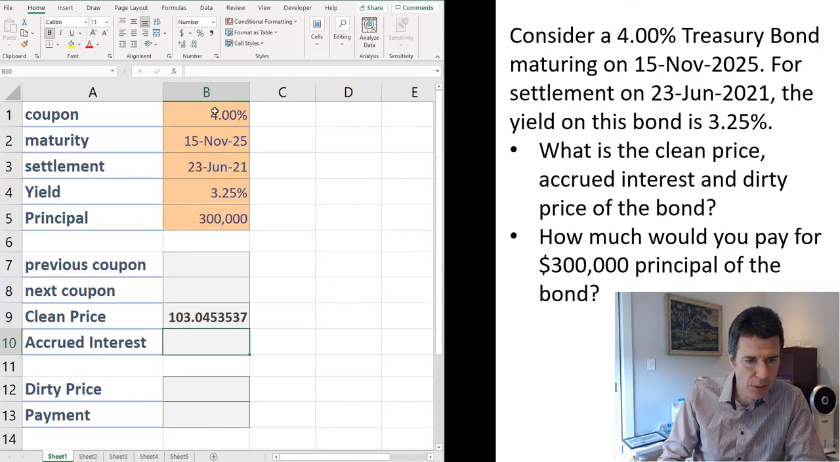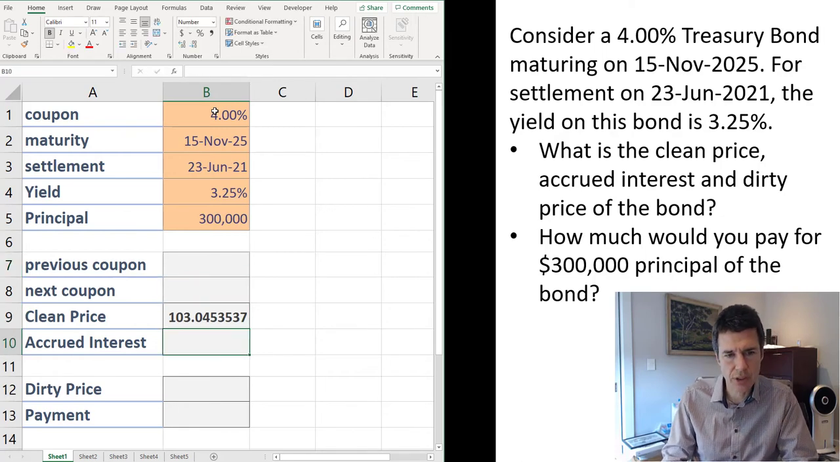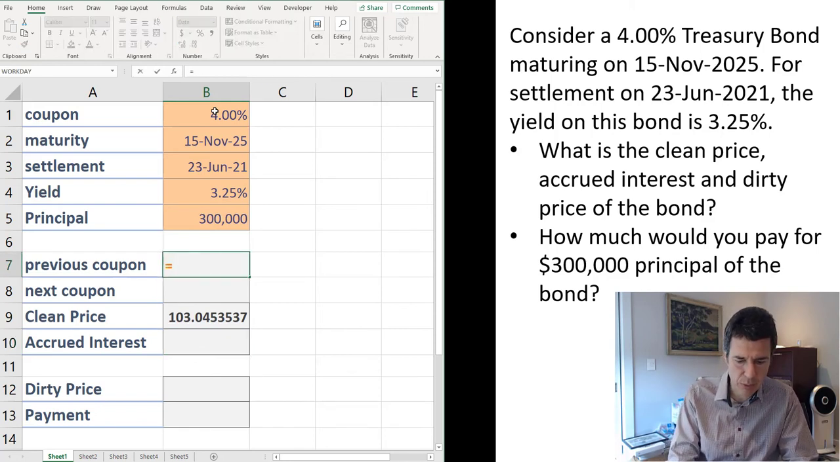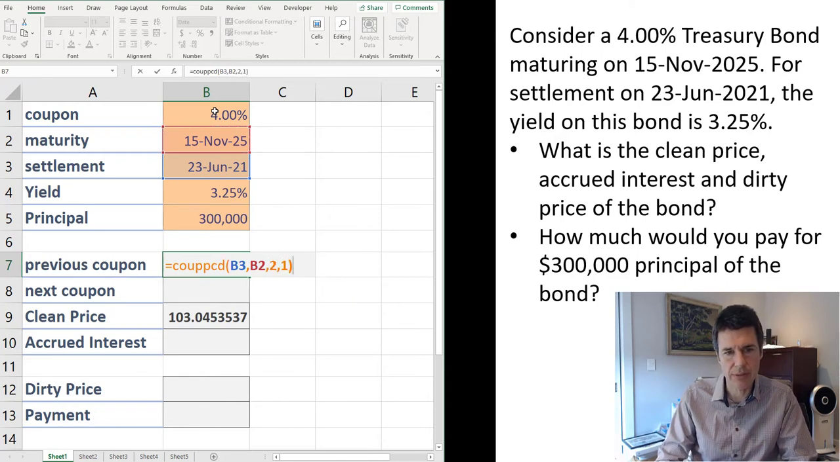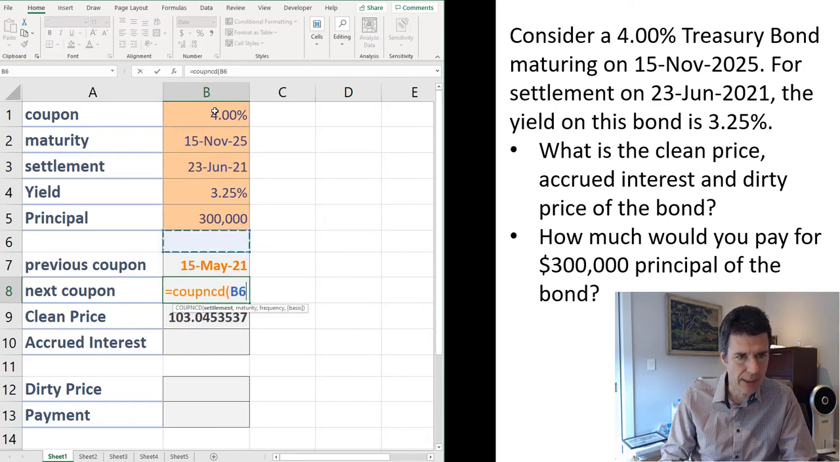In order to do the accrued interest calculation, we need the previous coupon date and the next coupon date. So we're going to calculate those. Often I would do the accrued interest calculation all in one function, one cell. I'm going to break it apart so we can see the coupon dates. So the previous one, COUPPCD, takes the settlement date, the maturity, semi-annual, basis of 1 for U.S. Treasuries, and then COUPNCD for the next coupon date, same parameters, settlement, maturity, 2, 1.